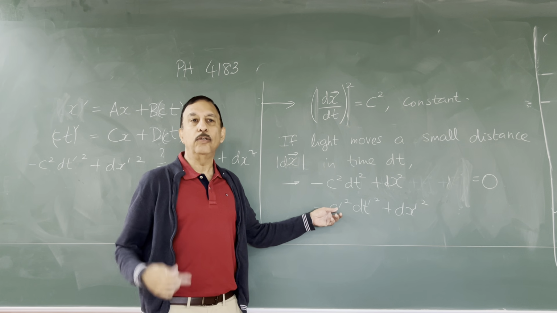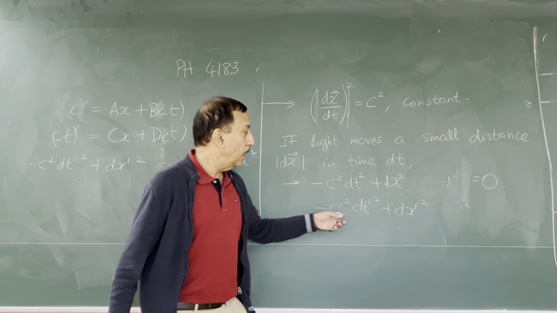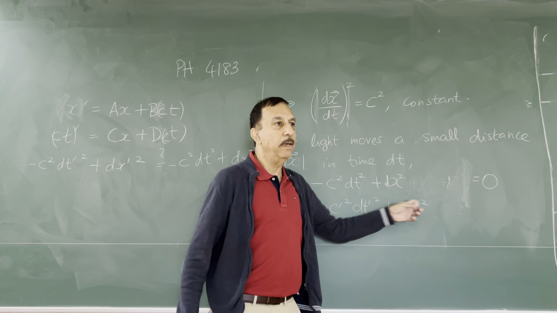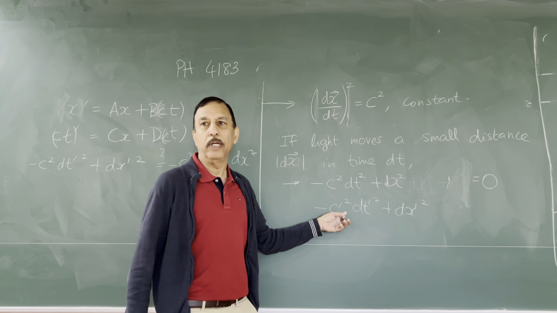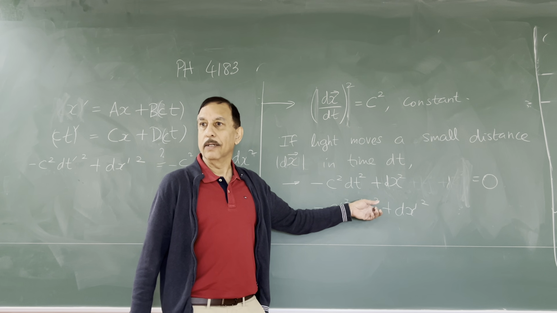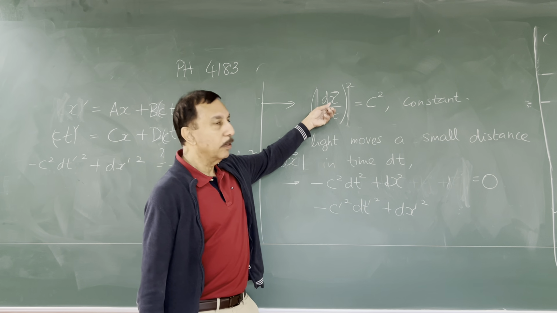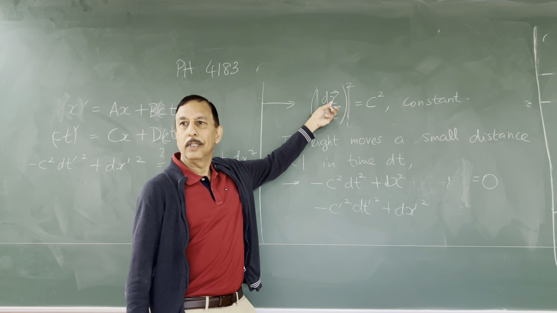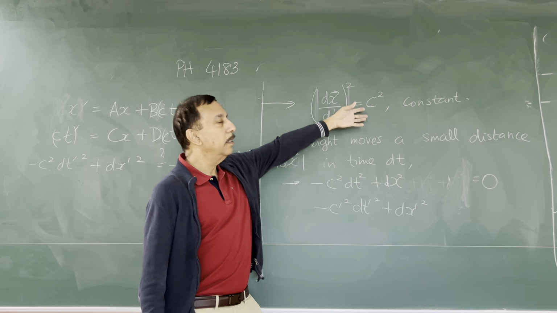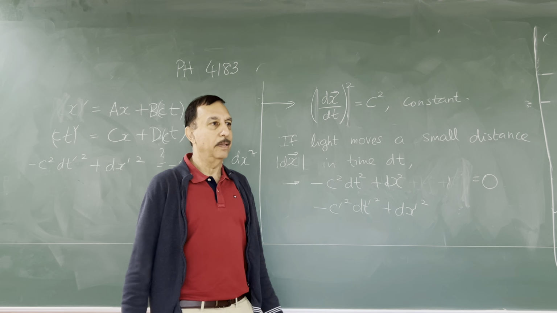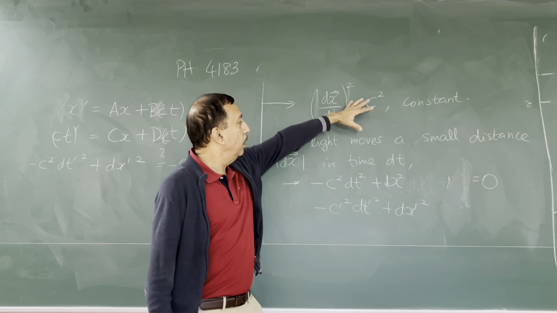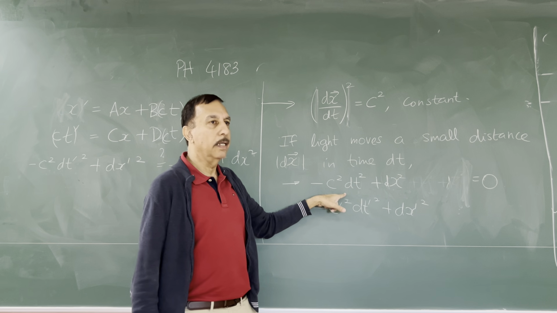c prime would be the new speed of light in some other frame, and then this thing would have to be 0. This being 0 is just the statement that that's the speed of light. It's 0 for light, not for everything. Do you understand? I got this by this equation. This equation I hope you accept: dx/dt is c. That's what the speed of light actually means. So I squared it and then rearranged terms to get this form.